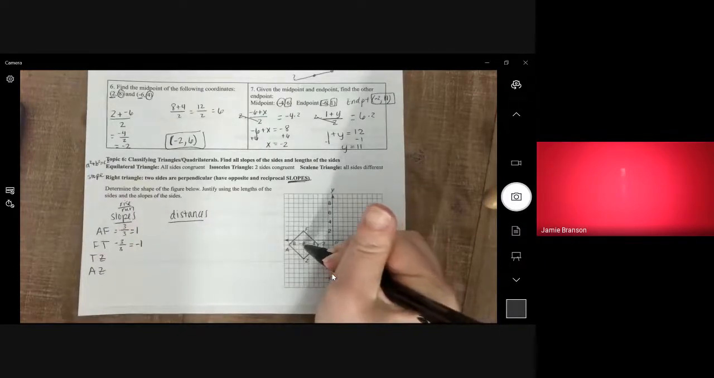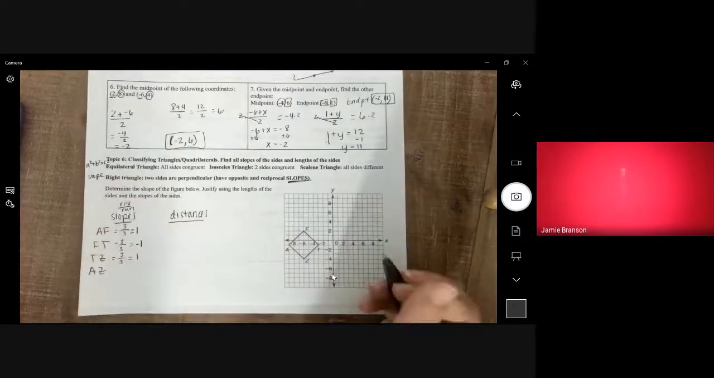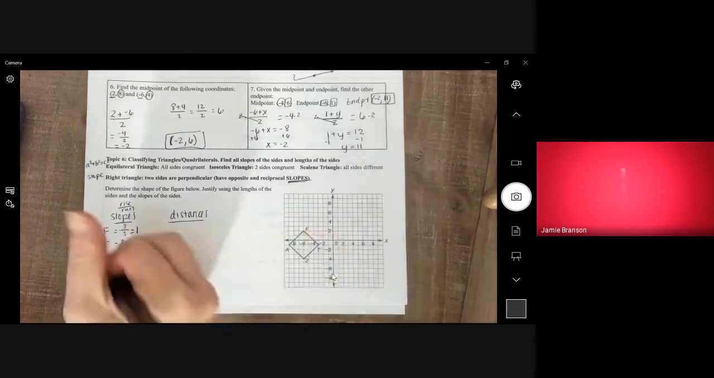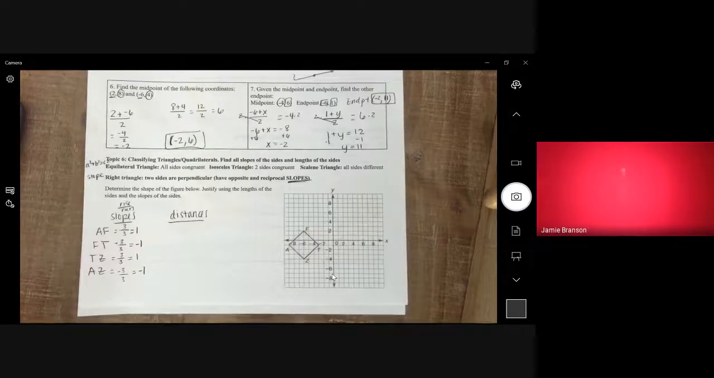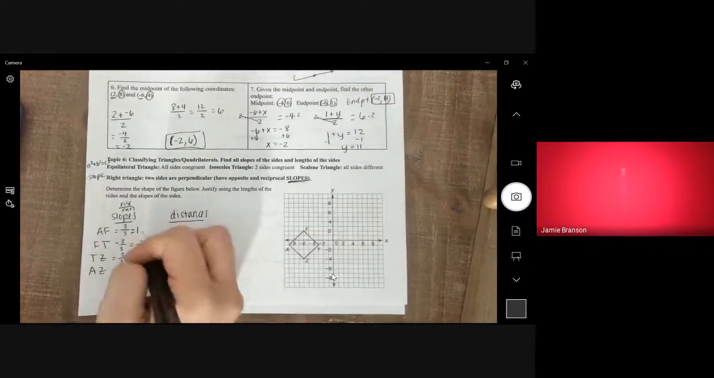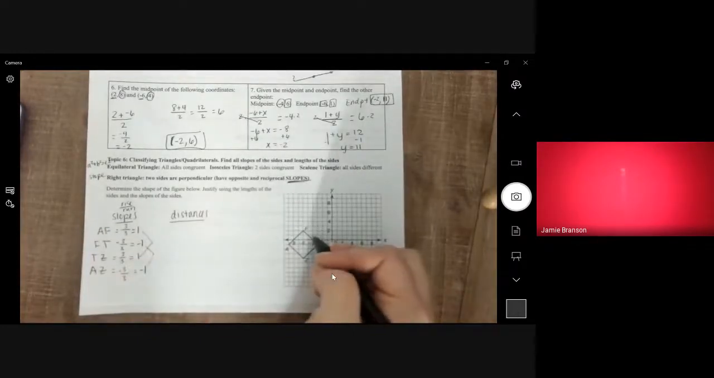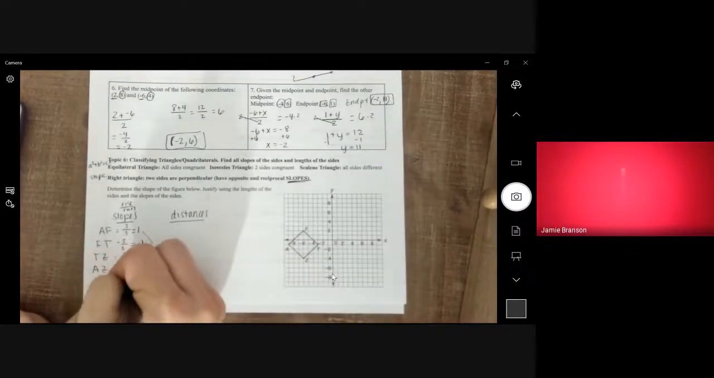Okay, TZ, this one's going up. So 1, 2, 3, 1, 2, 3. So 3 over 3 is +1. And then AZ, this one's going down. So that's going to be negative. So down 1, 2, 3, right 3. So that also gives me -1. Okay, so if you notice, these have the same slope, AF and TZ. And these have the same slope, AZ and FC. Okay, so that means opposite sides are parallel.